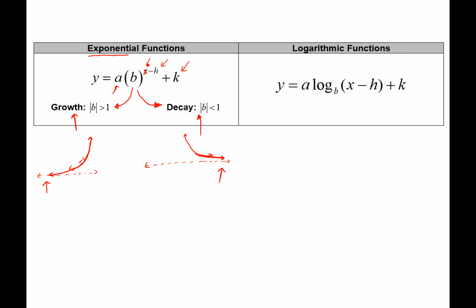With logarithms, logarithms are the inverse function of an exponential. So all of the x and y's flip positions. So what that means is our graph is going to flip, and we're going to have a graph that looks like this. And it's going to have a flipped asymptote, so it's going to have a vertical asymptote instead of a horizontal. Now in our exponential functions, the k value is what gave us our horizontal asymptote. In our logarithmic functions, it's the h value that's going to give us our vertical asymptote.